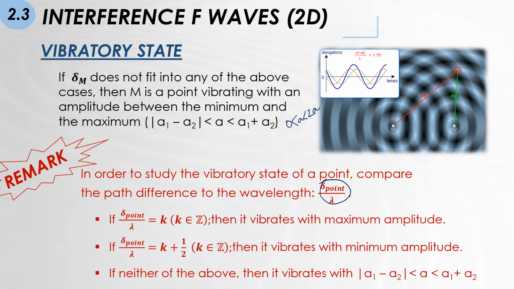By the way, in the case of being motionless, we call them nodal points. I will mention that in an exercise, not now. If neither this nor that is verified, then the point vibrates in between the two amplitudes, either 0, or A minus A, or 2A, or simply A1 plus A2.